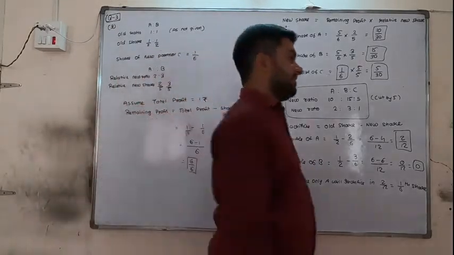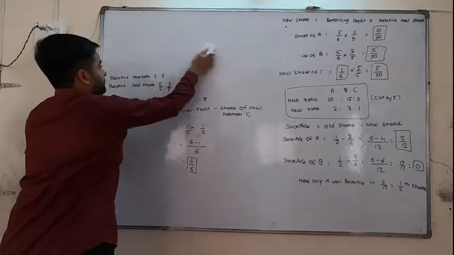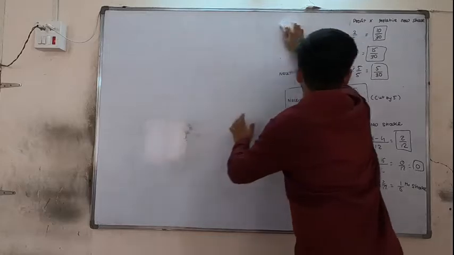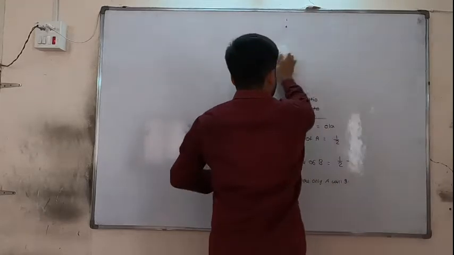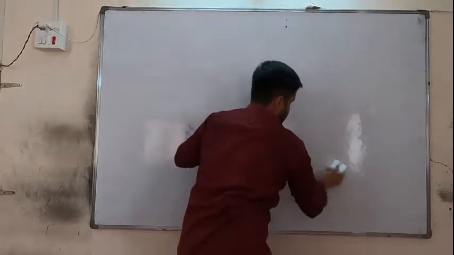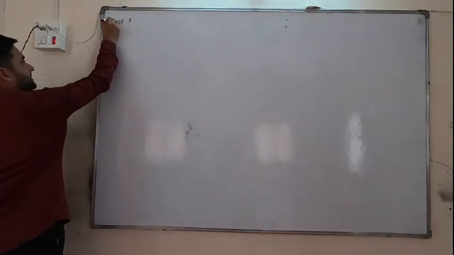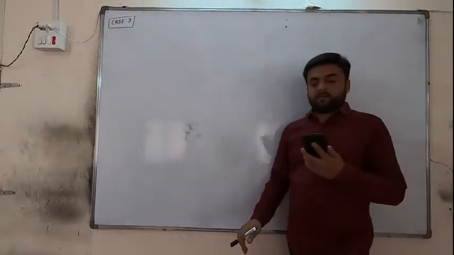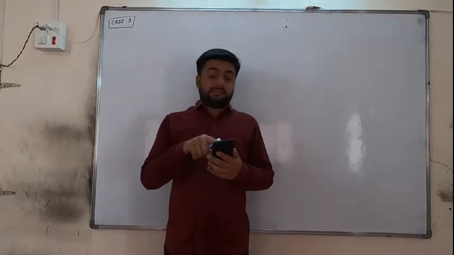Now we are going for case 3. So friends, only one sum was there for case 2. Now we are moving to case 3. The third type. I would like to say that this third type of sum is very easy. Case 3.